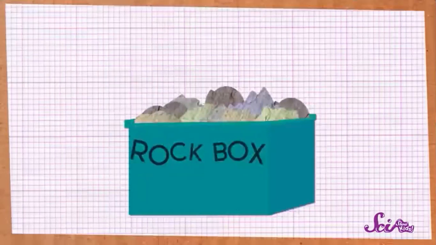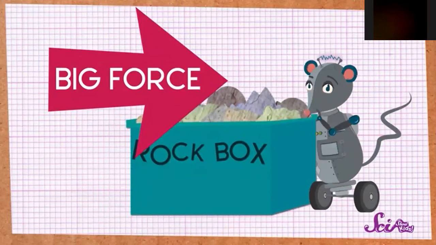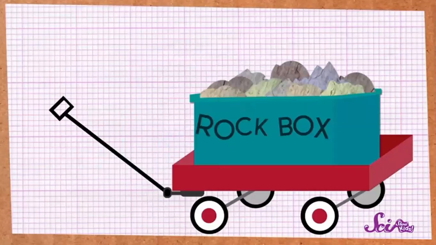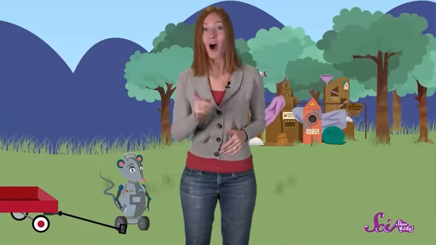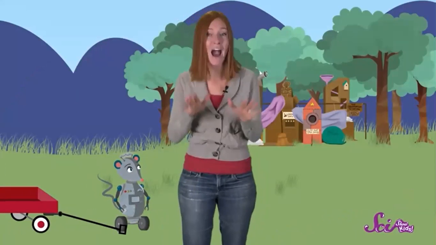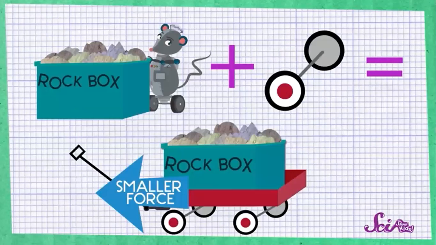When the box was on the ground, Squeaks tried to put a big force on the box to pull it. But even though he pulled really hard, he could only move it a little bit. But when the box was in the wagon, Squeaks was able to pull it all by himself easily. So it took less force to move the box. And that's what this simple machine does. A wheel and axle changes how much force we need to move something. Instead of a big push or pull, we can use a much smaller one. And smaller pushes and pulls means less work for us.